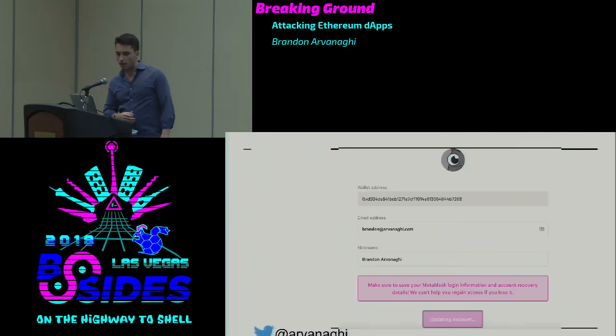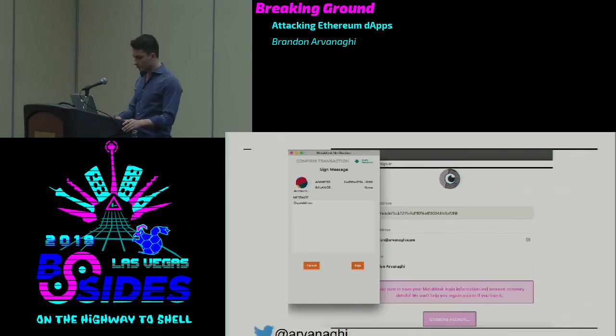So this is an example of how you would sign something in CryptoKitties. This is how you would prove your ownership of a certain address, right? You would sign the message. They'd give you a message to sign, and you'd sign it, and they'd see, okay, this signature matches the Ethereum address that we're seeing from you.